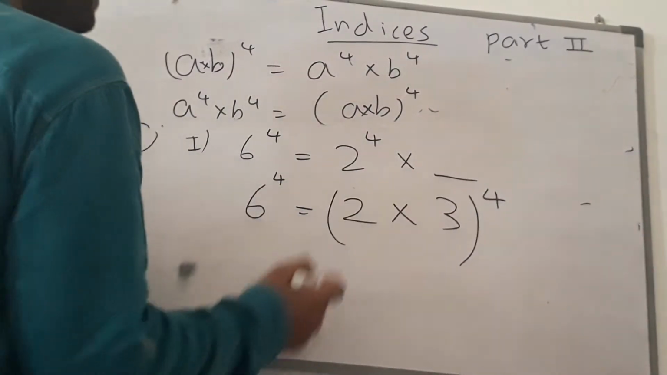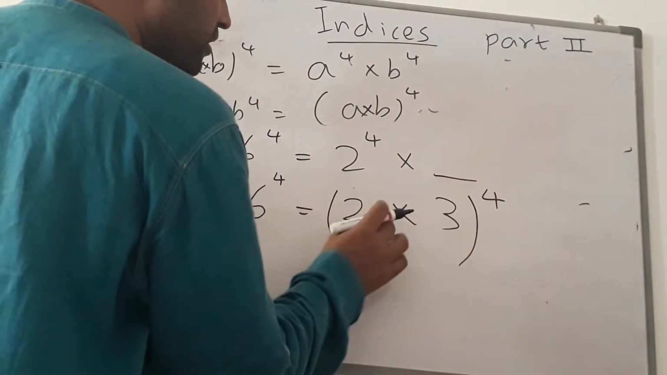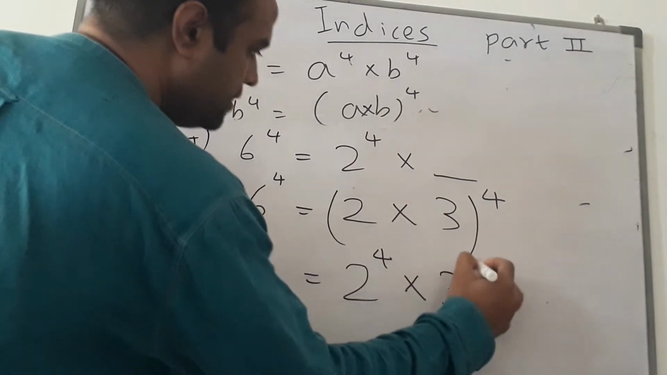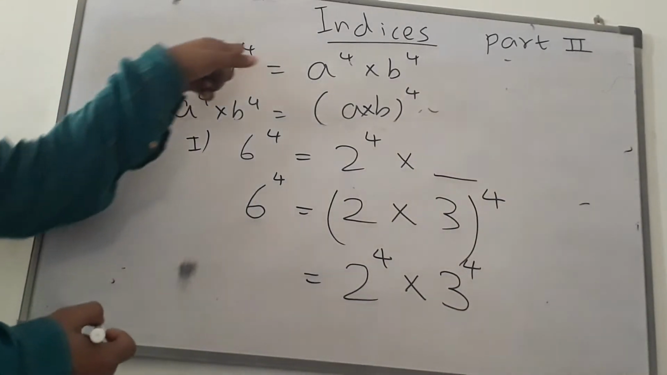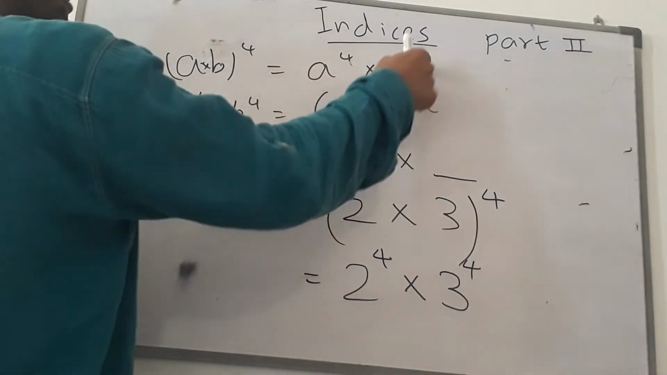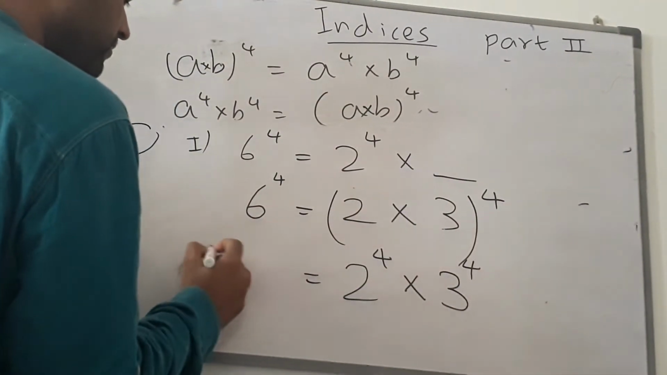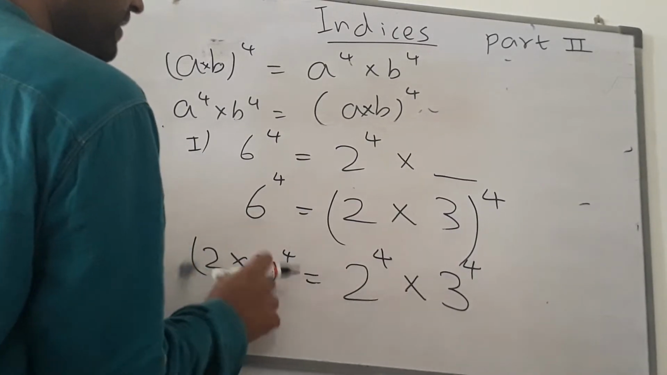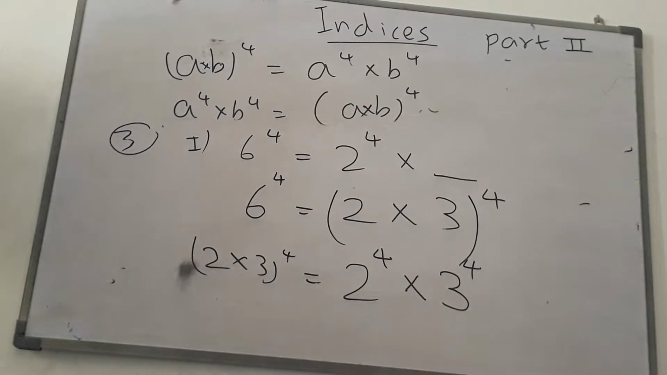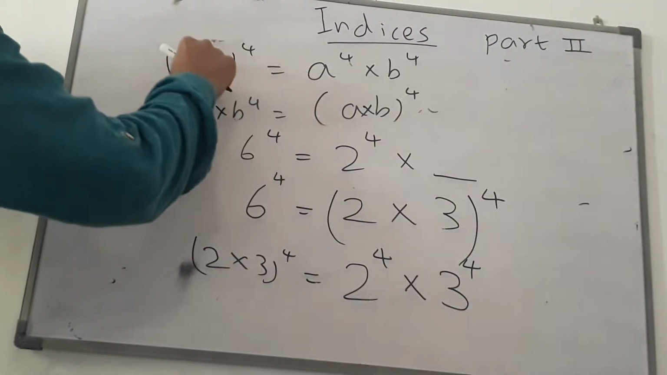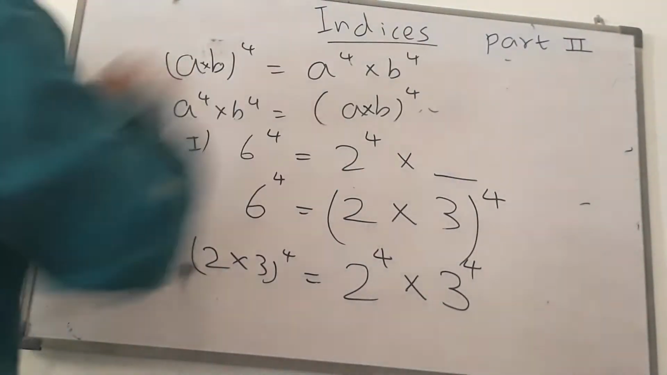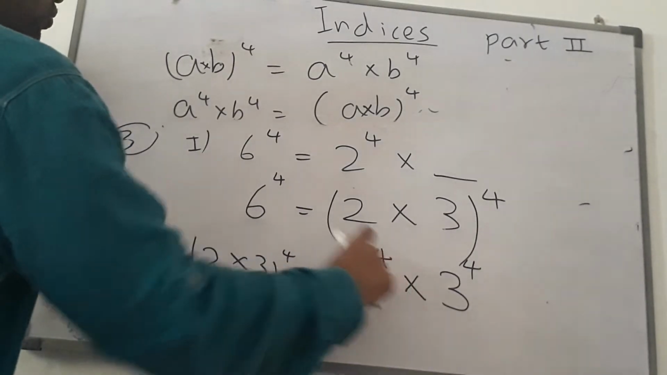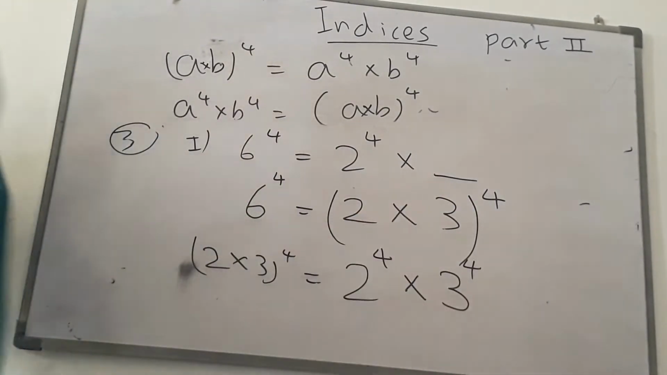Now we can write 2 times 3 to the power 4, because 4 is common to both 2 and 3, as 2 to the power 4 times 3 to the power 4. Same as here, a times b to the power 4 can be written like a to the power 4 times b to the power 4. Same as 2 times 3 all together to the power 4 can be written like 2 to the power 4 times 3 to the power 4.